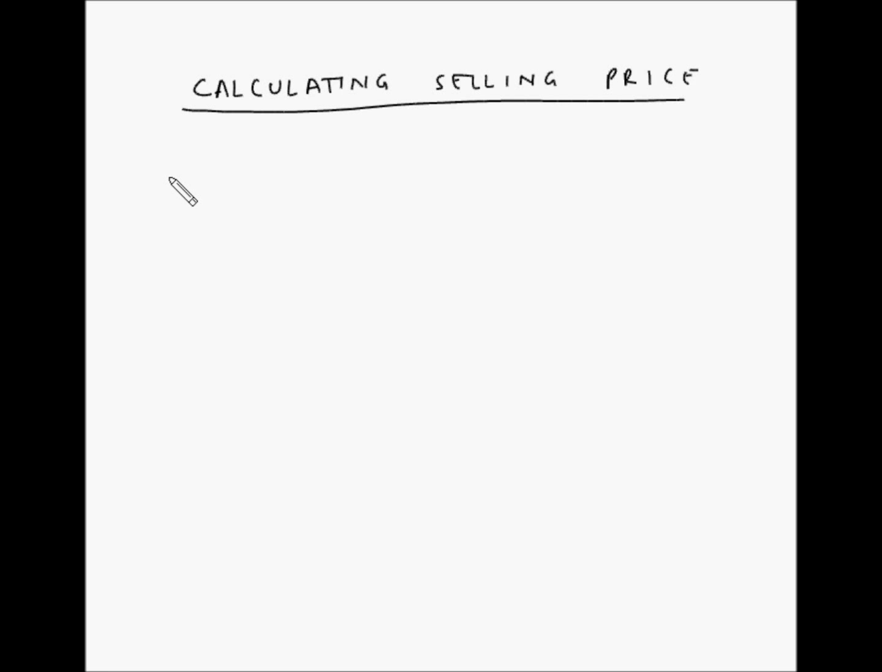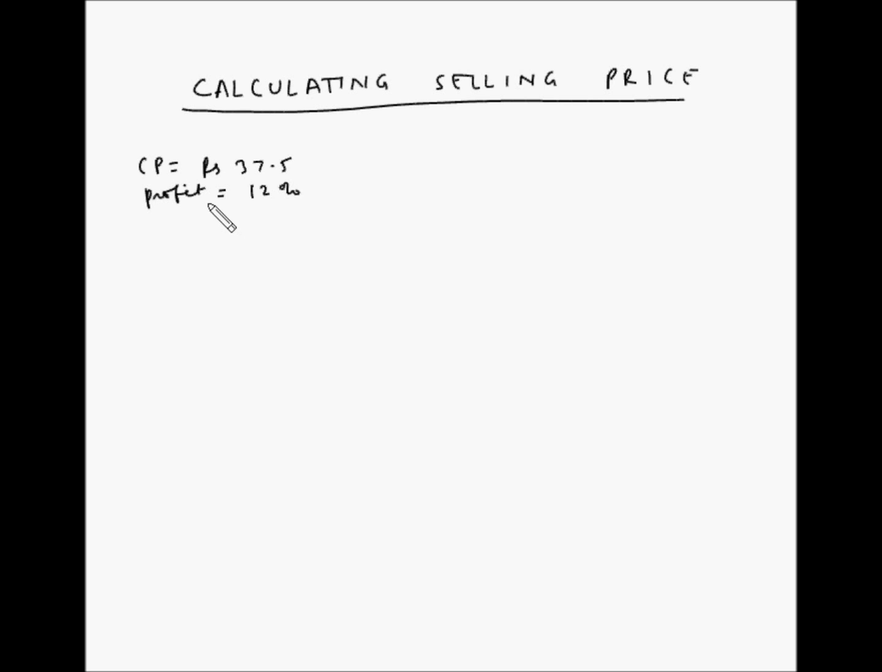Let's see how to arrive at a selling price. Let's say that you are a trader and you have bought something for rupees 37.5. So in other terms, this is your cost price. Now in your mind you are thinking that I want to make a profit of 12%. So you're trying to get a profit of 12%. So to get a profit of 12%, how much should you sell this item for?